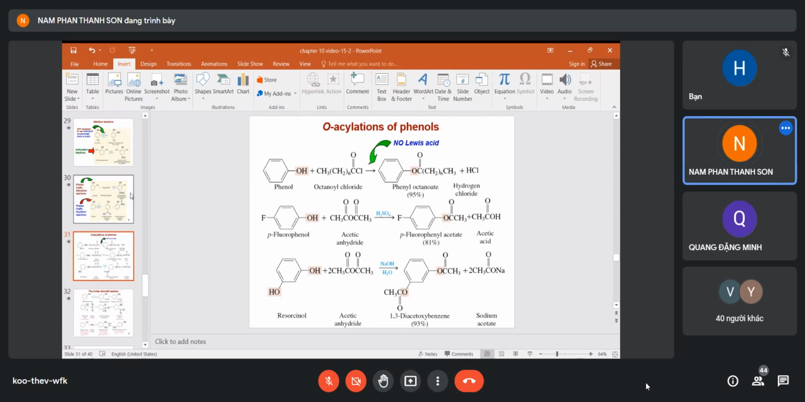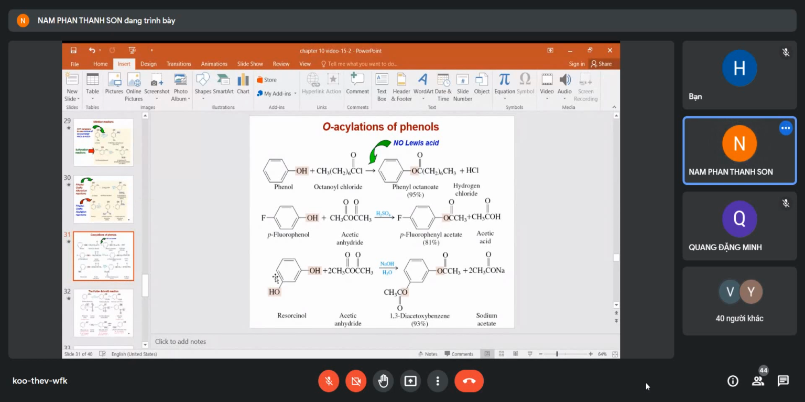Okay, thank you. So the oxygen in phenol is less negative than the oxygen in ethanol. So it's more difficult for the phenol to attack the C=O in carboxylic acid. So the yield of the esterification reaction between carboxylic acid and phenol is very low.